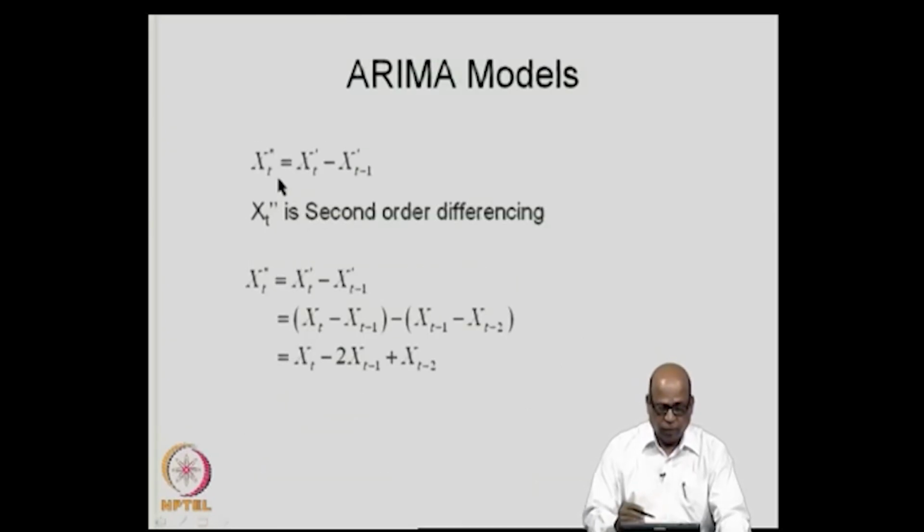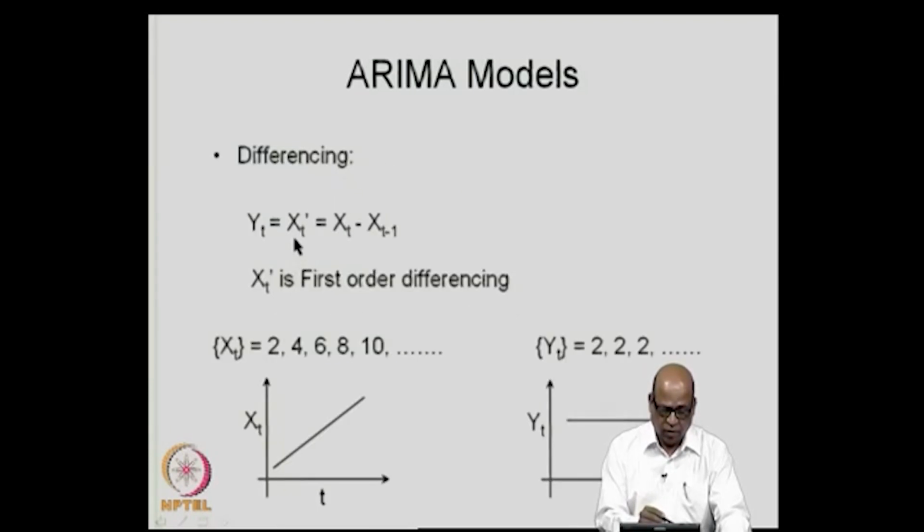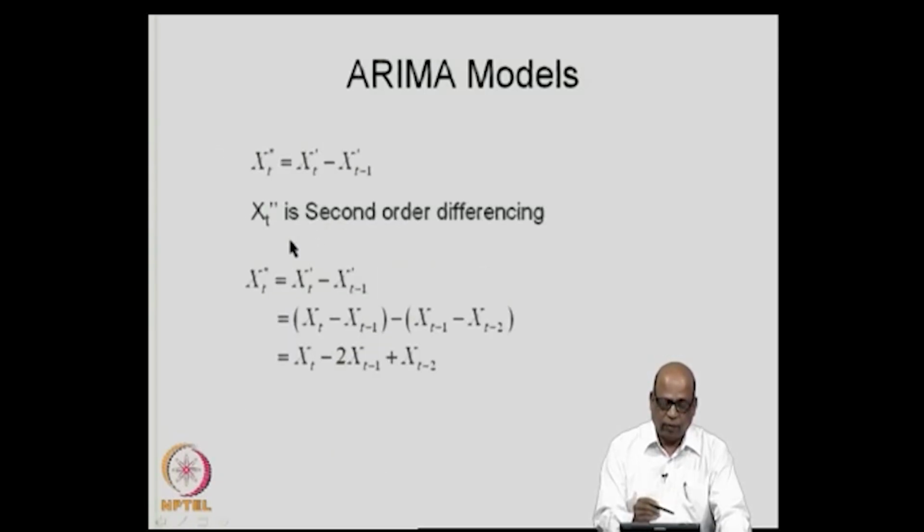Similar to the first order of differencing, you also have second order differencing, where you take the first difference of the difference series itself. The x dash t here is x t minus x t minus 1. So, x dash t is the first order differenced series. In the second order differencing, you take the differencing on the already differenced series. So, x double dash t, which is the second order differencing, is given by x dash t minus x dash t minus 1.